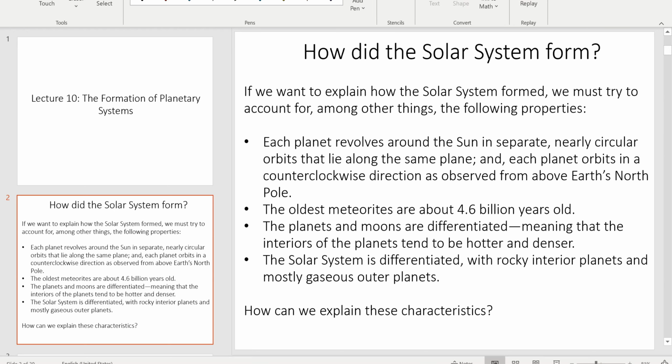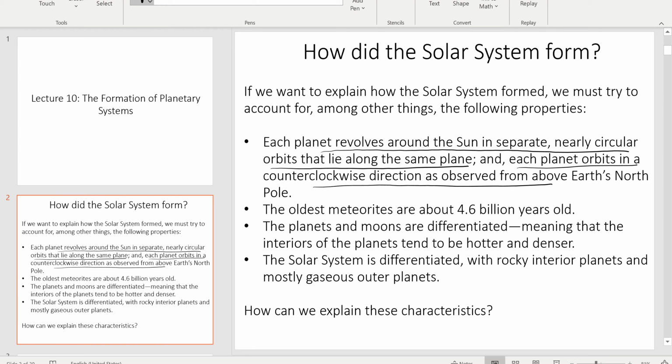I will show you an animation of the solar system in just a moment. Actually, it's the same animation I showed in a previous video for a separate purpose. But we already know that all the planets orbit in separate orbits, that they're all, with the exception of Mercury, very circular. Not perfectly circular, but pretty close. And something I did mention is that each planet orbits in a counterclockwise direction as observed from above Earth's North Pole. And I mentioned just earlier that they all lie in the same plane. This is a big clue.